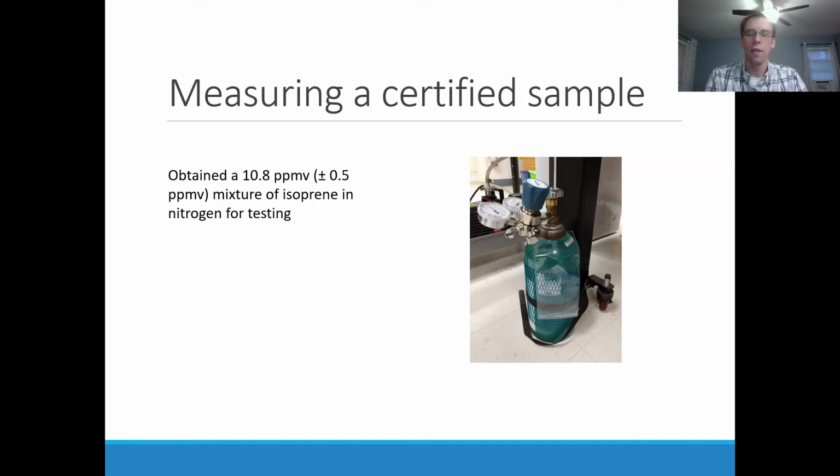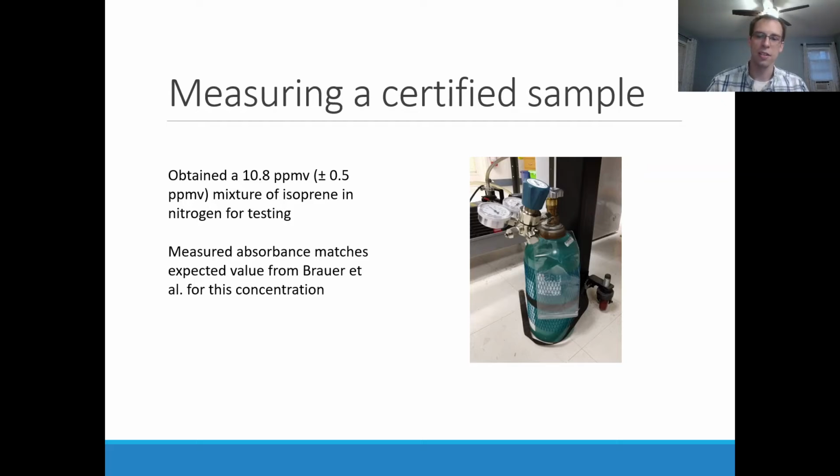So our first thing that we measured was a certified sample of isoprene. So Airgas, we called them up, and they were able to make a mixture of isoprene and nitrogen for testing purposes for us that contained 10.8 parts per million by volume, with an error of plus or minus 0.5 parts per million.